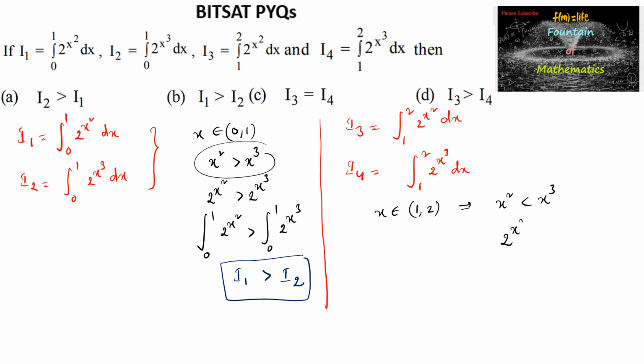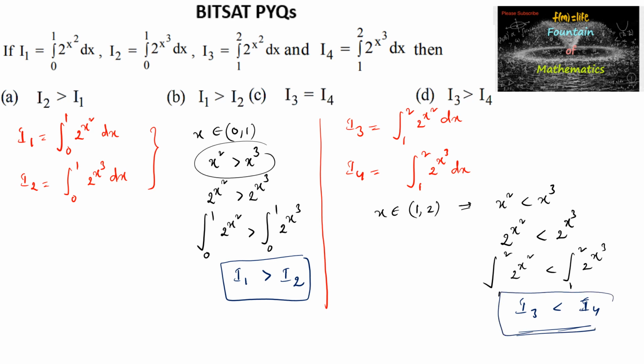So since the exponential function 2 power x is an increasing function, we can write 2 to the power of x square is less than 2 to the power x power 3, or in the limits 1 to 2, integration of 2 power x square is smaller than integral 1 to 2 of 2 power x power 3. So 2 power x square integration is I3. So we can write I3 is smaller than I4.